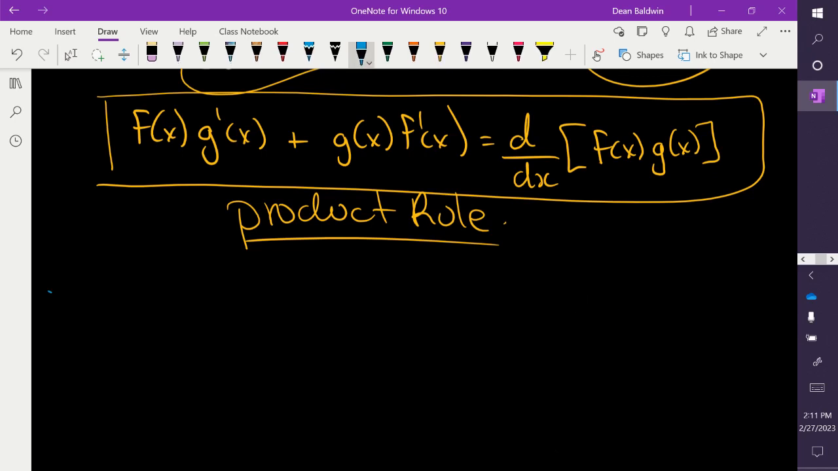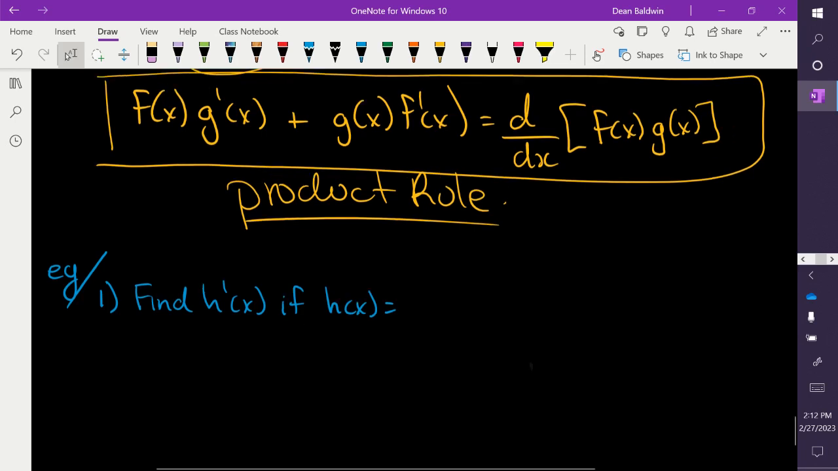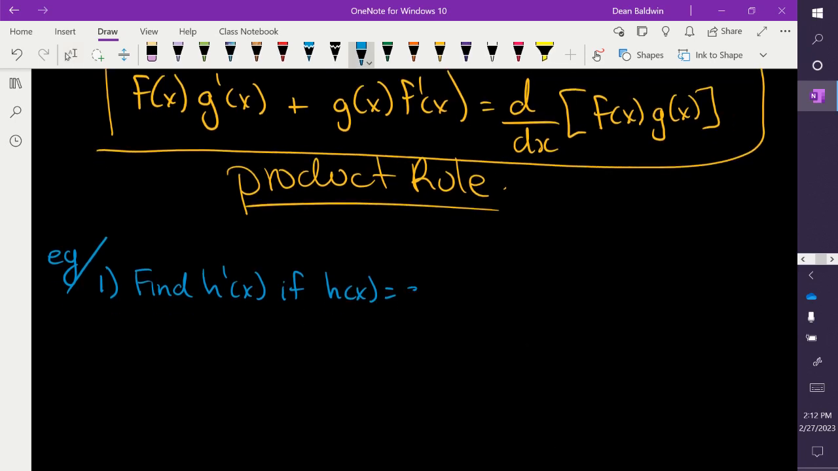All right, so let's do a couple of examples. Find h prime of x if h of x is equal to that.